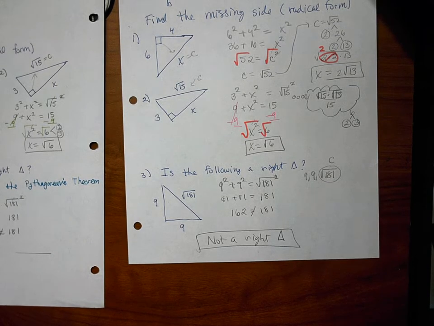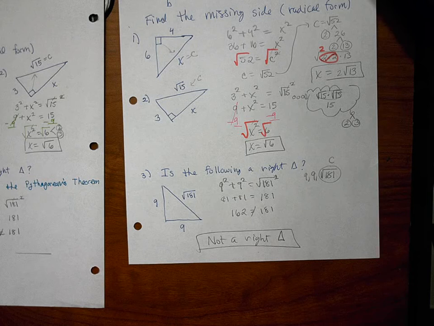So your answers are going to be it's not a right triangle or it is a right triangle. And you do have some of these on the test, so make sure you understand fully and completely how to do them. That is it for this lesson.